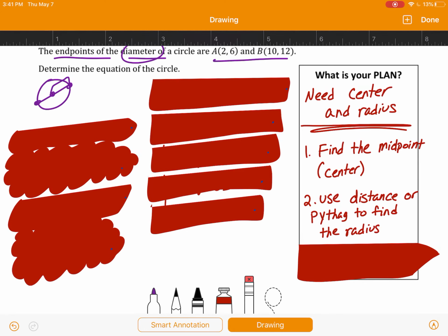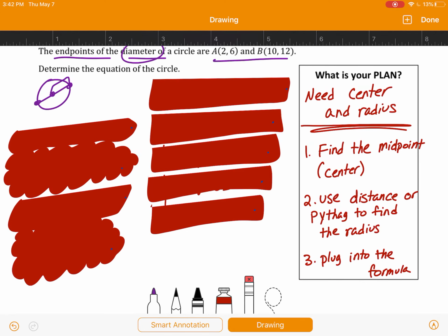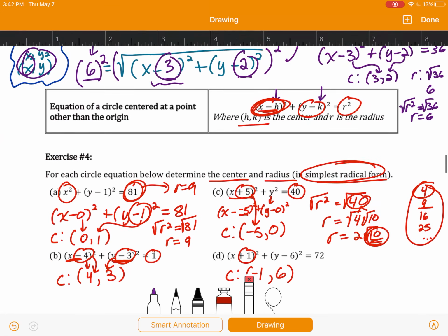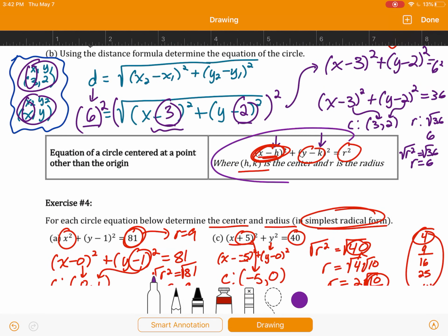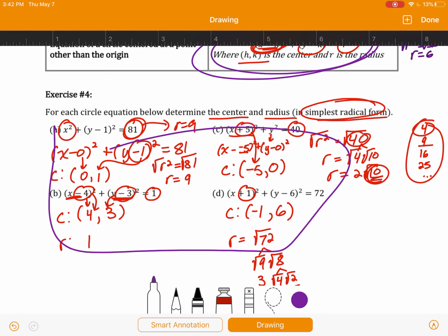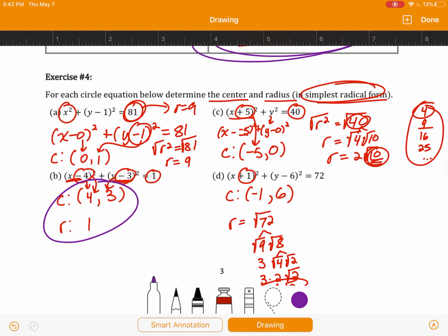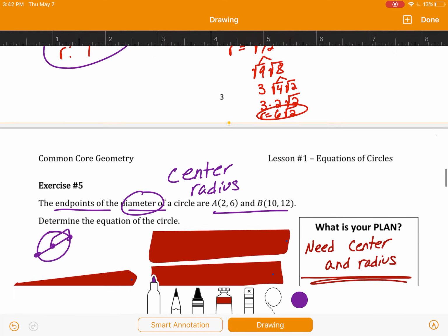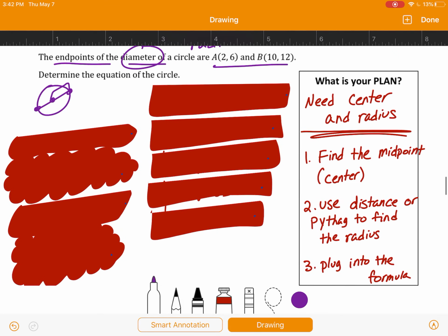And once we have the center and the radius, then we can plug into our formula. And the formula we're plugging into is this one. We're just going to do this process that we did here, but backwards. So instead of having the formula and coming up with the center and the radius, we're going to take them and plug them into that format. So to start, we're going to do the midpoint.